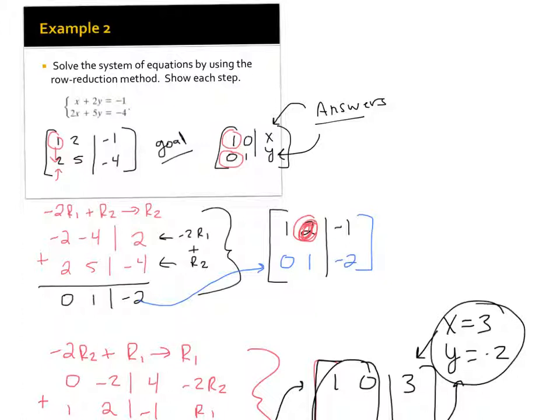So this is using a row reduction method to solve a system. So we're going to do some of this stuff by hand, and some of it we're going to do by calculator. Anytime we have a 2 by 2, know that you have to do it by hand. When we have 3 by 3s on your test, you can use your calculator for that stuff.